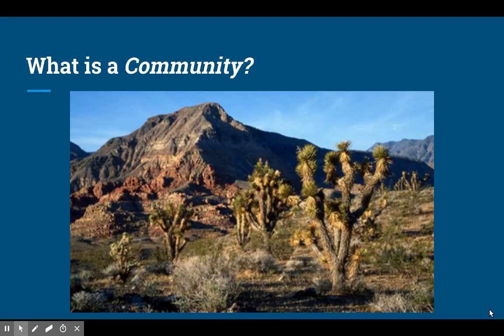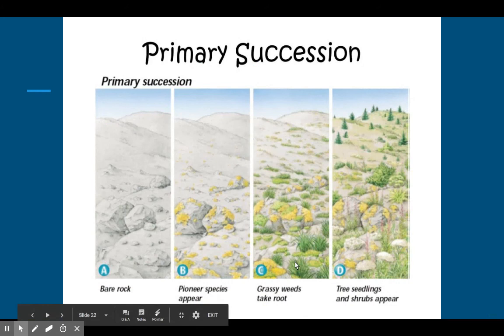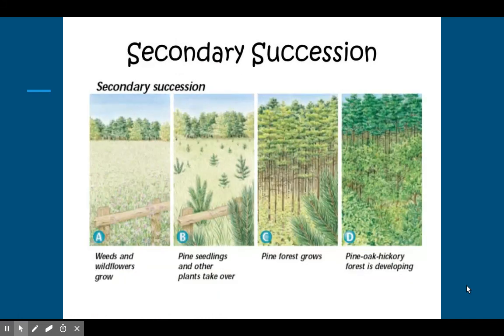So what is a community now? We talked about a population as an individual species. A community is a group of populations living together, and this includes your animal species as well as your plant species. So again, you can see here, as succession takes place, usually our plant species show up first, but then eventually they allow for a successful ecosystem for animals to thrive as well.